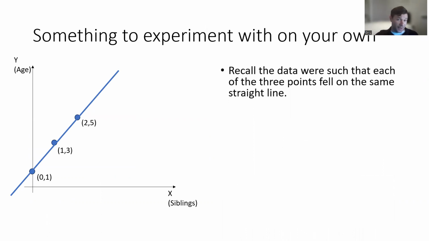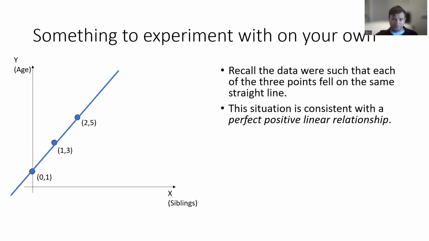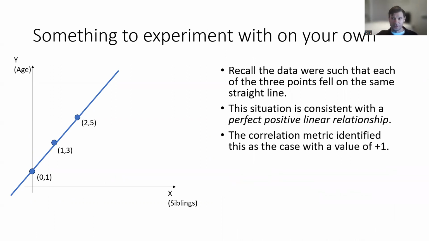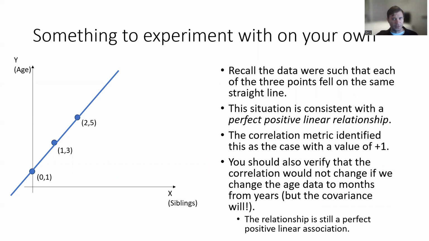All right, we had this positive linear relationship. The correlation correctly identified this as such. And again, make sure you verify that if we did change the units of measurement, let's say to months, you would still get a correlation value of positive one, but you will see the scale of the covariance actually increases by that factor.